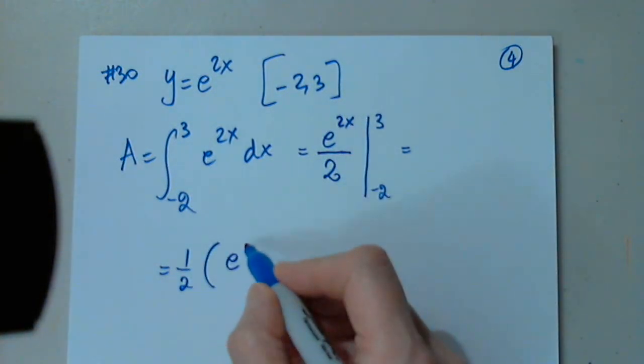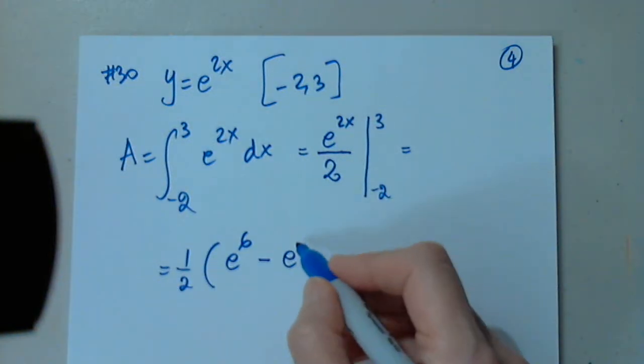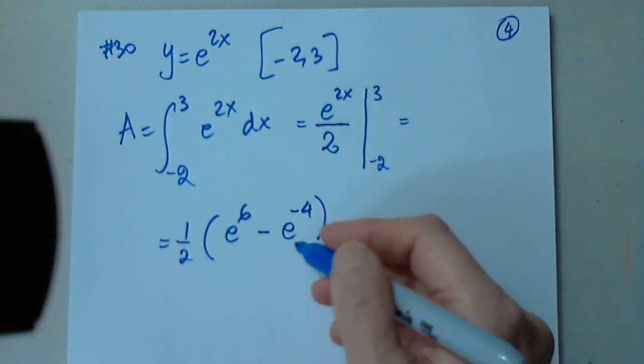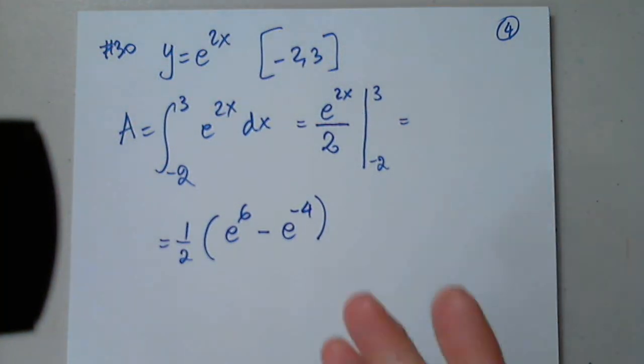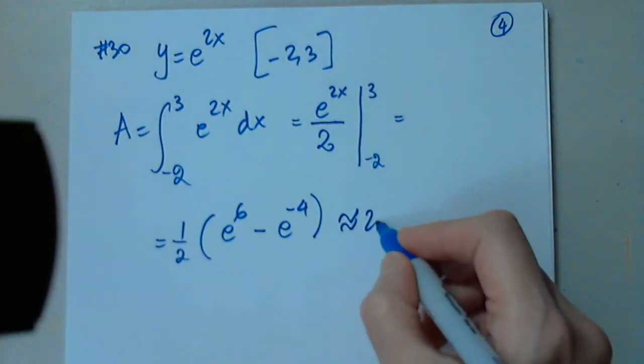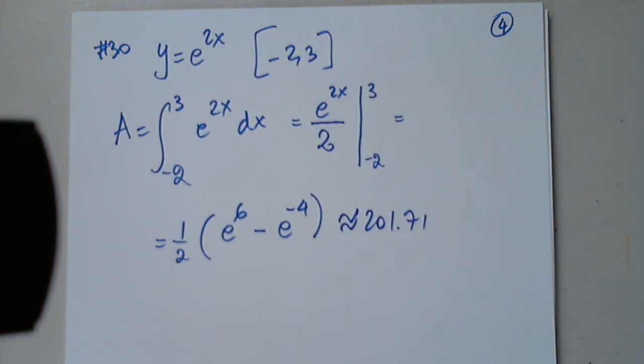We plug in 3, e to the 6 minus, we plug in -2, e to the -4. If you want, we can approximate it plugging in the graphing calculator or not. This is the exact. If I plug it in, I will find an approximation. So I have 1/2, so 0.5, open parenthesis, e to the 6th power, and then minus e to the -4. Careful with the negative. Okay, let's see what this is. 201.71 approximately. Perfect. Let's move on.